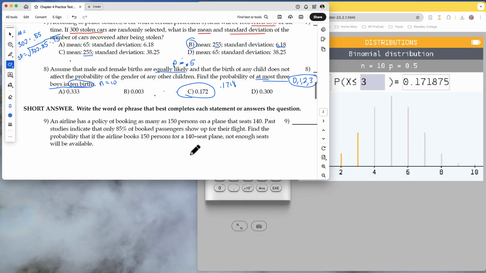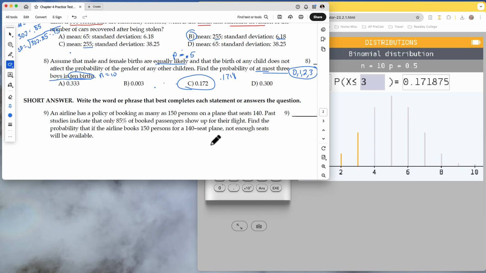In fact, this last one. An airline has a policy of booking as many as 150 persons on a plane that seats only 140. Nice, right? But why do they do that? Because the studies indicate that only 85% of booked passengers ever show up. Find the probability that if the airline does book the 150 people for a 140 seat plane, not enough seats will be available. Okay, so what's in terms of binomial, right?